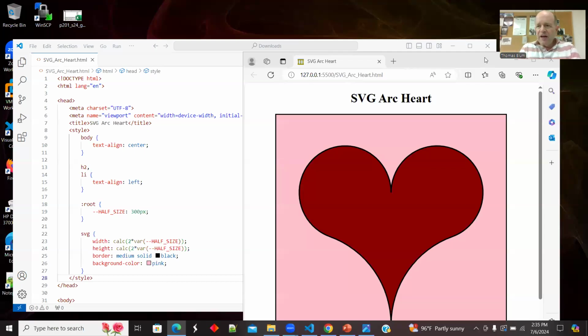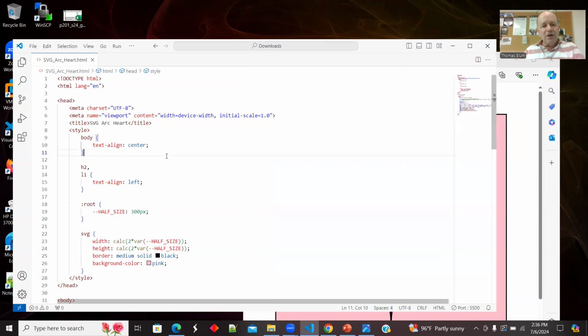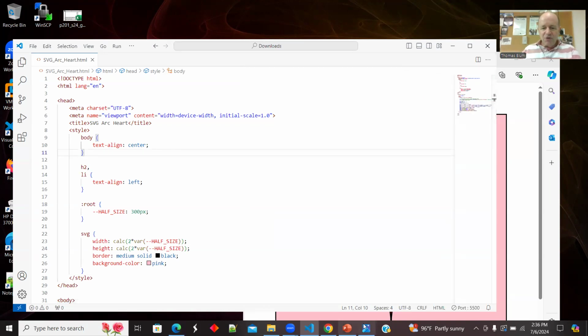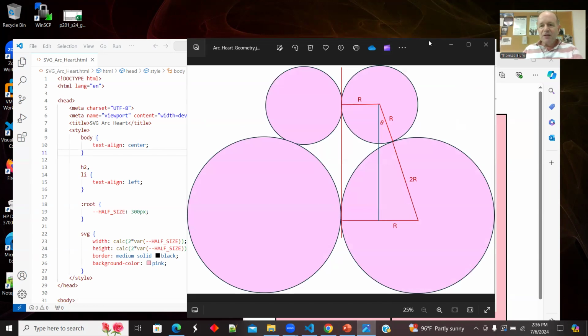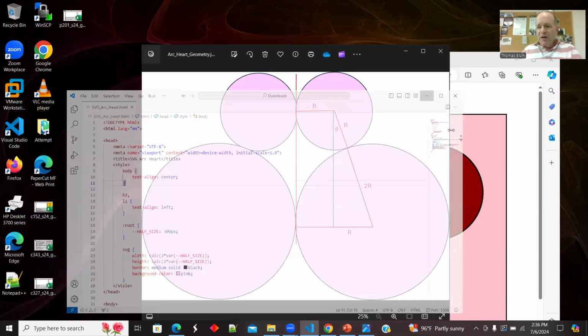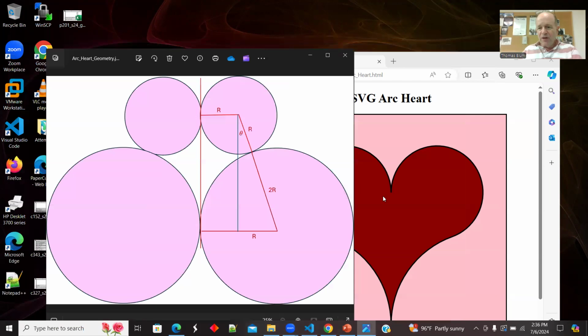In this video, I thought I'd have a go at creating a heart shape out of arc paths. So here is the result, and I will show you the HTML in a minute, but let me show you a picture of my geometry. There are many options I could have chosen within the arcs, but I wanted my circles, from which I create my arcs, to not overlap.